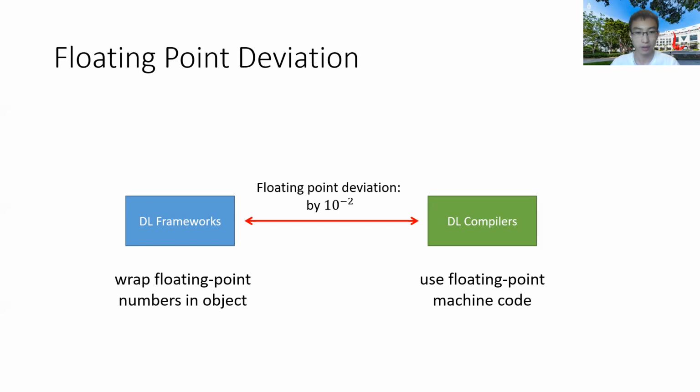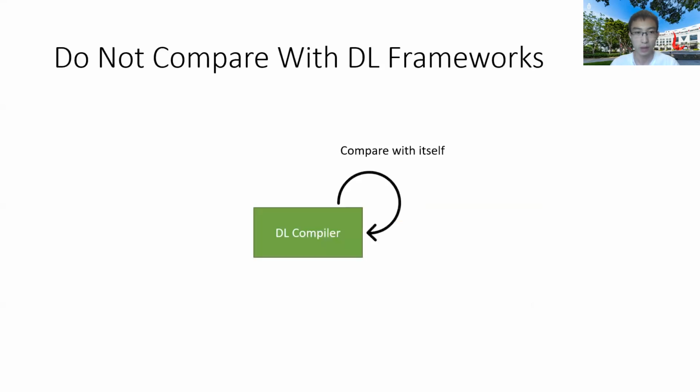So, is it possible to alleviate the floating-point deviation problem? Well, the answer is yes. If you do not compare the deep learning compilers with deep learning frameworks, then there are no two different floating-point representations, so the floating-point deviation problem can be greatly alleviated. But you may wonder, how can a compiler be compared with itself? Well, this is what we do, and I'm going to introduce the method.